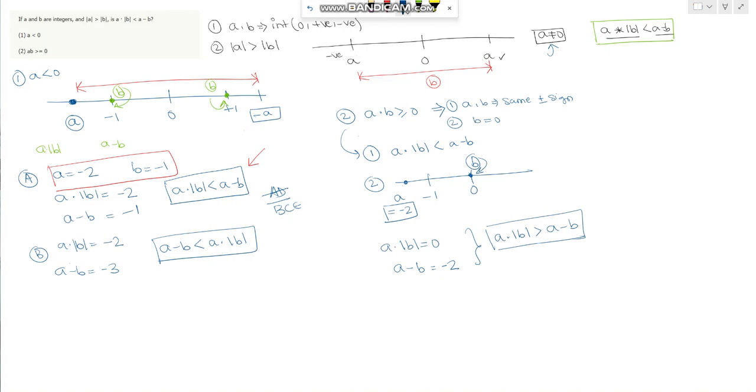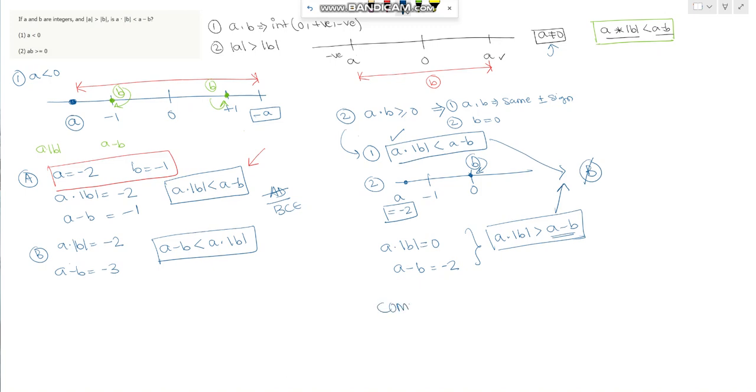So we again have two expressions out here. One in which A minus B is less than A into mod of B, which is this particular expression. And the other is this one, where A minus B is greater than the product of A into mod of B. So statement 2 alone is also not sufficient, and we can eliminate B.